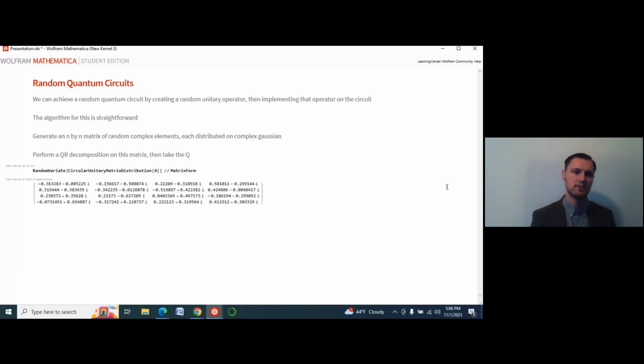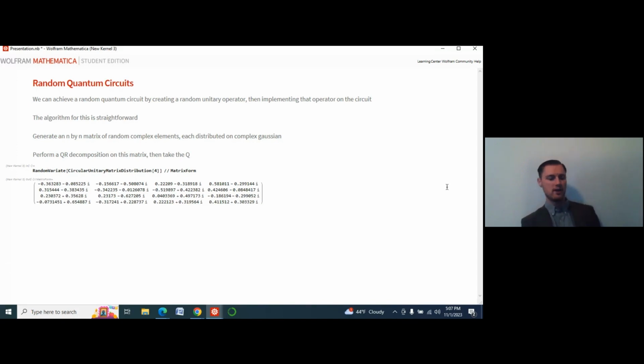It's easy to make a random unitary matrix. We know from mathematics that if we generate an n by n matrix of random complex elements, each of those elements sampled from a complex Gaussian, then we can get a unitary matrix with these random complex elements. If we do a QR decomposition on that matrix and then take the Q, we have a unitary matrix, and it so happens that this will evenly sample from all unitary matrices. So you're sampling essentially from what's called the Haar measure, and that is the space of all unitary matrices. You're going to sample uniformly from that measure if you use this method.